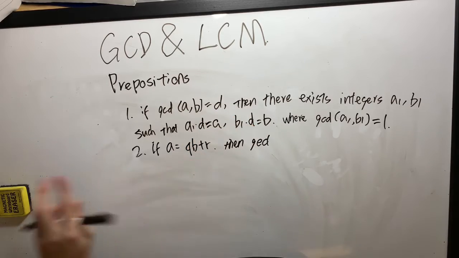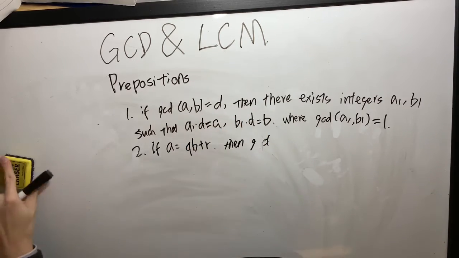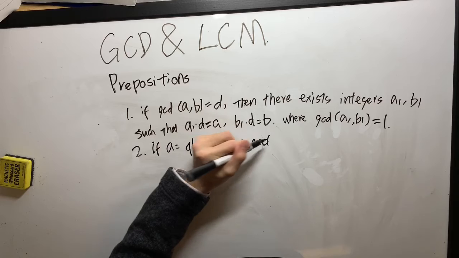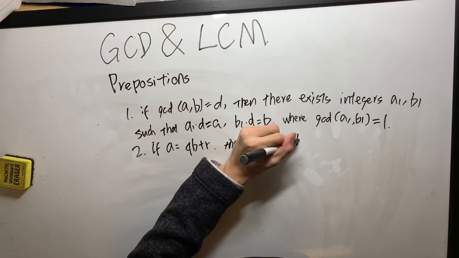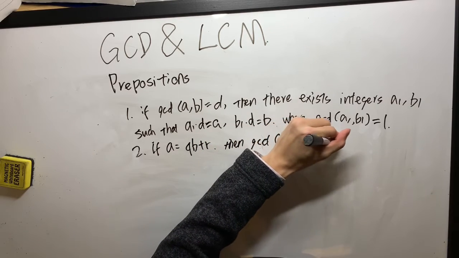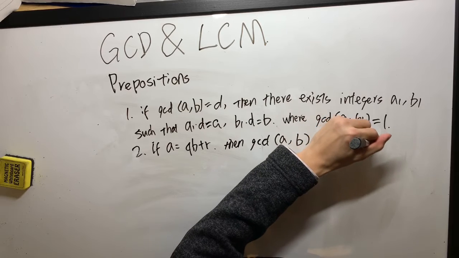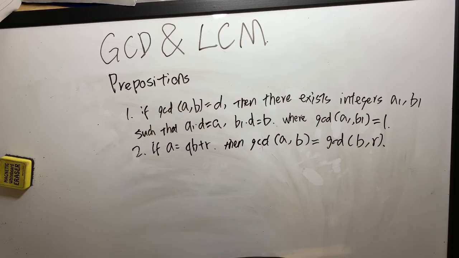The second one says that if A equals QB plus R, then GCD(A, B) equals GCD(B, R). For these two propositions, the proof is kind of intricate, so I'm not going to introduce that during the video, but if you're interested, you can contact me through my email.